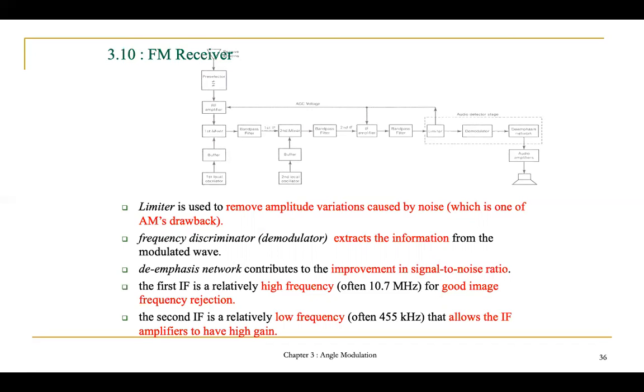If you look at this block diagram, you have the first intermediate frequency and second intermediate frequency, first IF and second IF. The first IF is a relatively high frequency in order to get good image frequency rejection, while the second IF is a relatively low frequency that will allow the IF amplifiers to have a high gain.